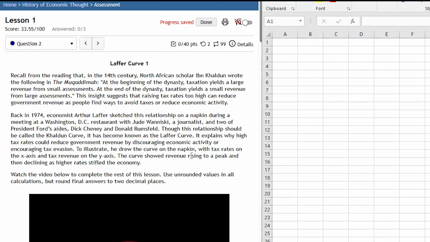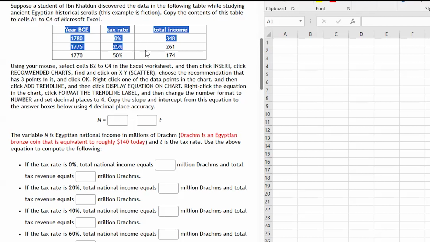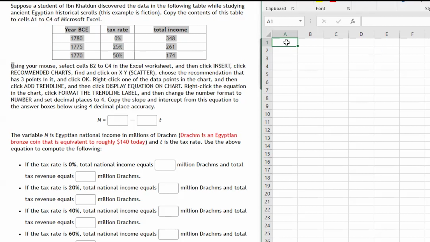To illustrate, he drew the curve on the napkin, with tax rates on the x-axis and tax revenue on the y-axis. The curve showed revenue rising to a peak and then declining as higher rates stifled the economy. Suppose a student of Ibn Khaldun discovered the data in the following table while studying ancient Egyptian historical scrolls back in the 14th century. We're going to copy the contents of this table to cells A1 to C4 in Microsoft Excel. Now, of course, back in the 14th century, Excel didn't exist. Neither did the statistical method we're about to employ.